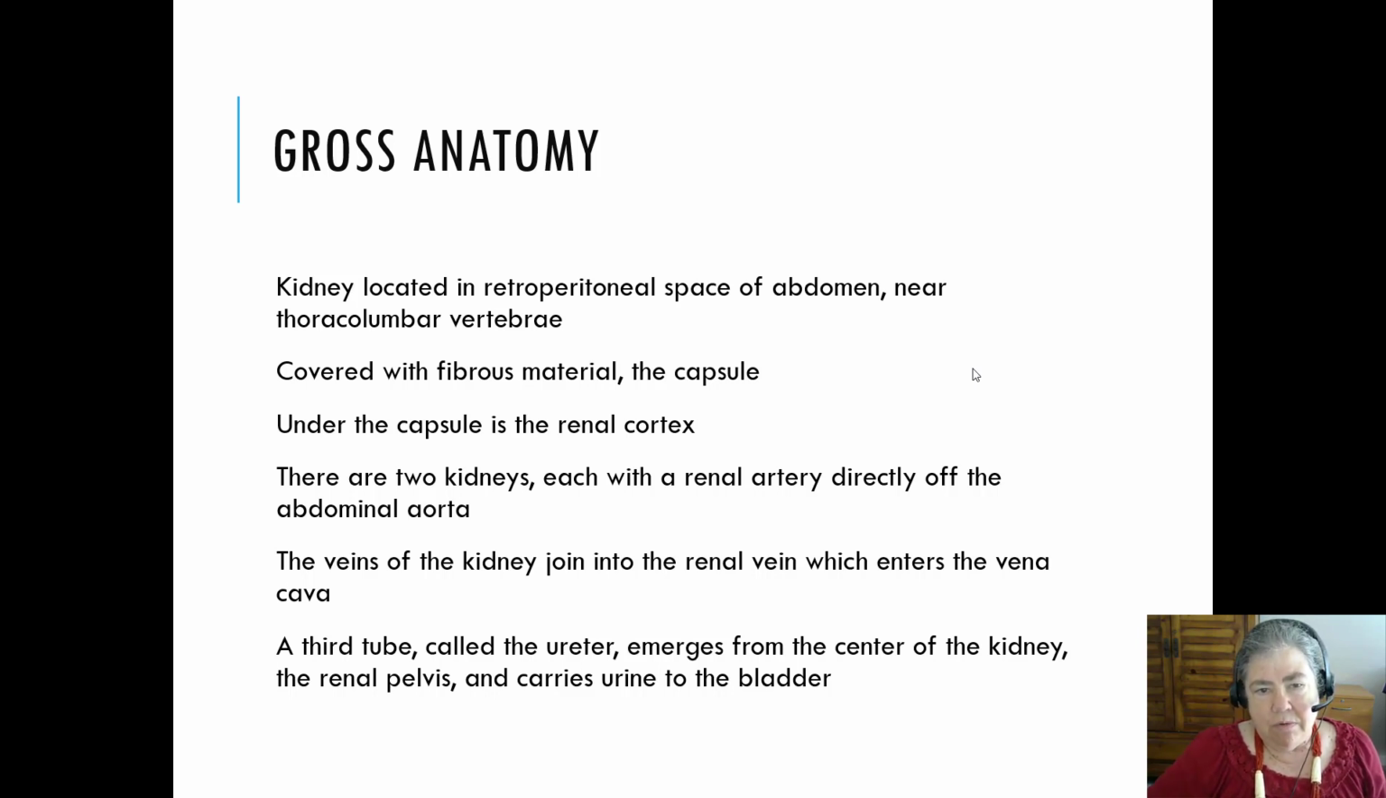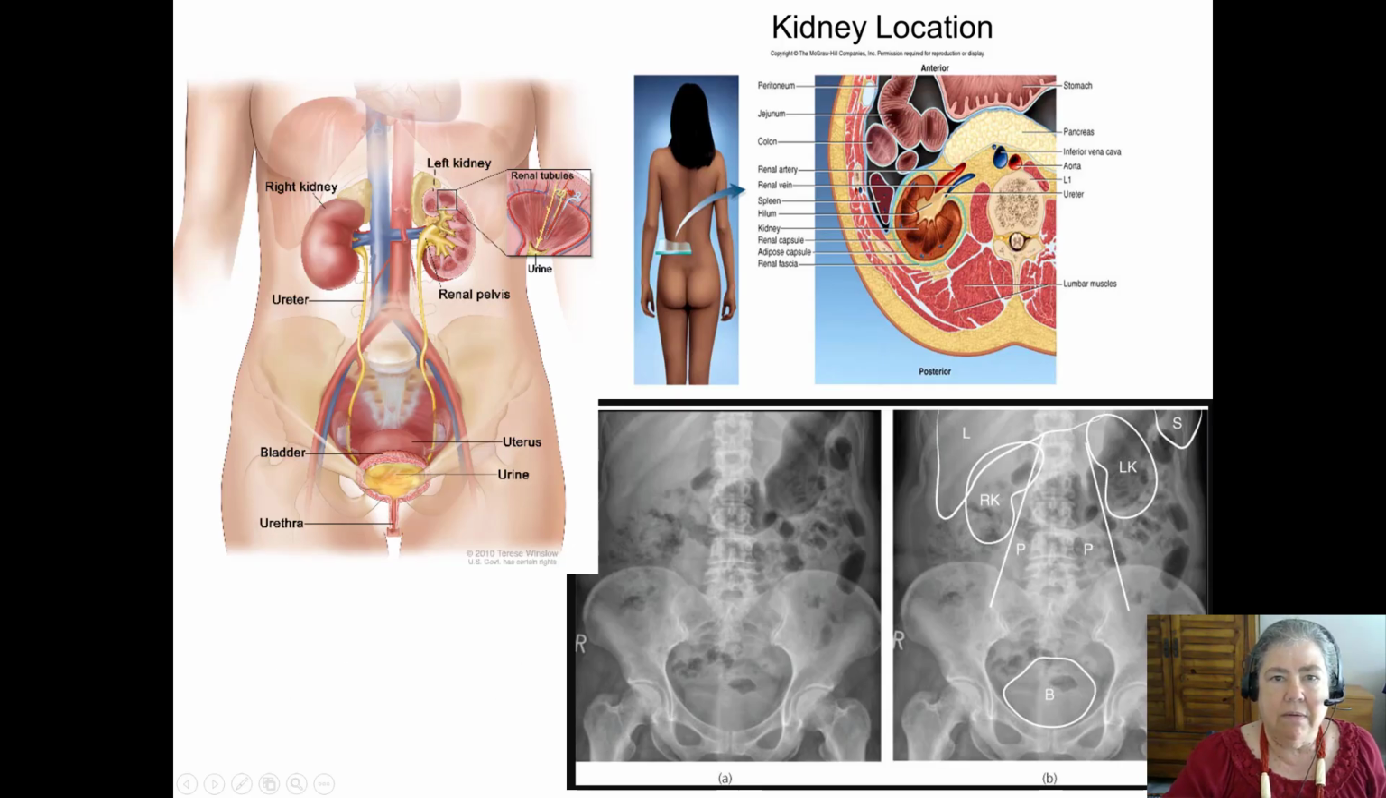The capsule is a very fibrous material, and under the capsule is the cortex. As I said, each kidney has one renal artery that is a branch of the abdominal aorta. Each kidney ultimately joins into a single vein, the renal vein that enters the vena cava, and then that third tube, the ureter, emerges from the center of the kidney at the renal pelvis and takes the urine to the bladder.